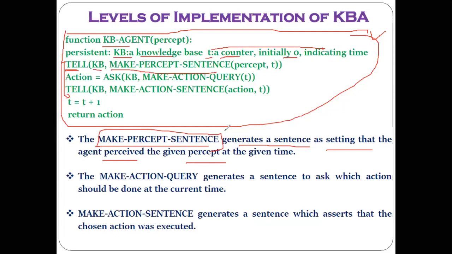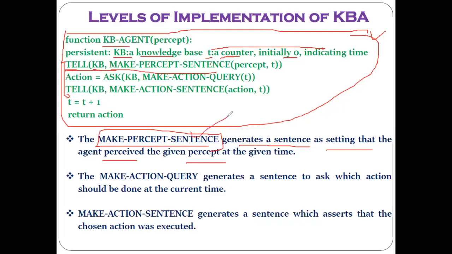Percept means sensing something. Understood. And that is the first statement we have written. Tell KB, comma, make percept sentence. It means: tell the knowledge base agent what he has perceived from the environment. That is the meaning of make percept sentence.